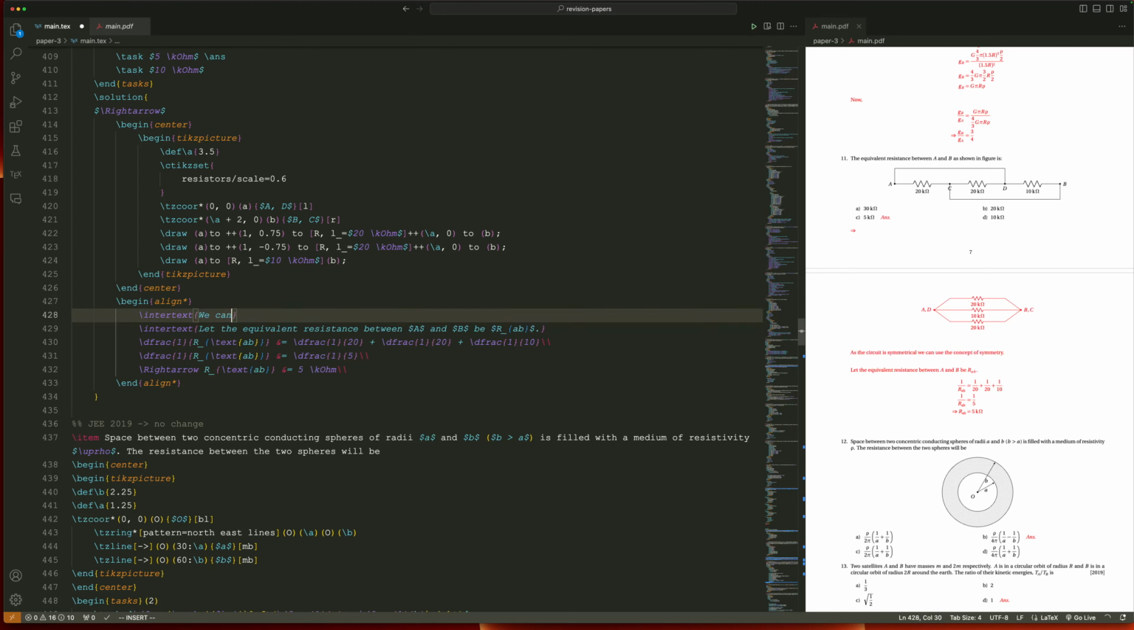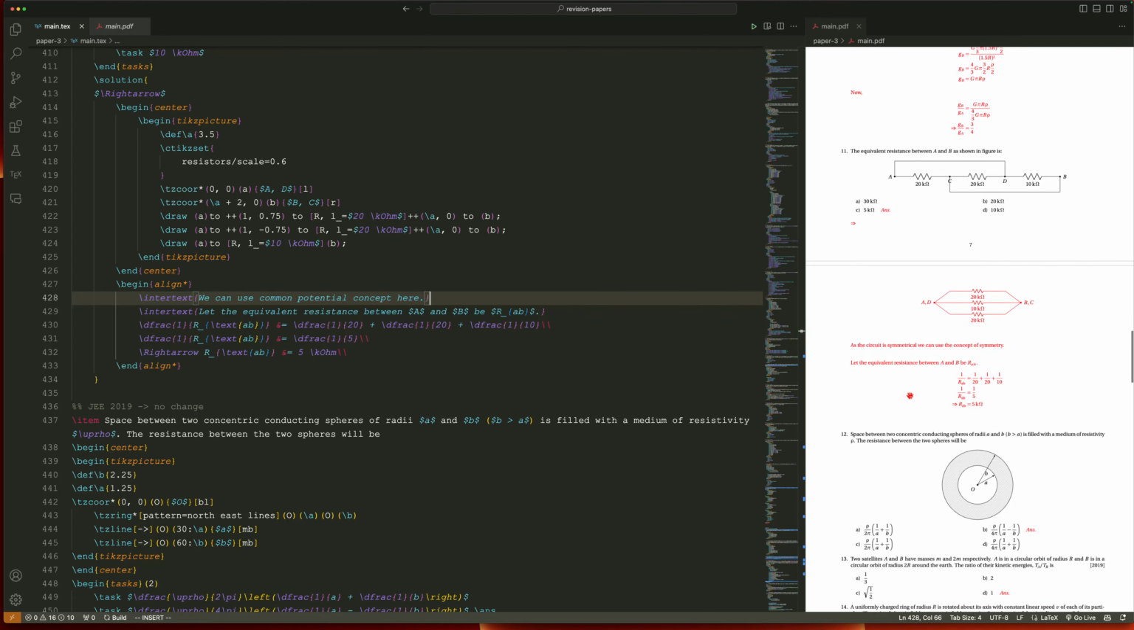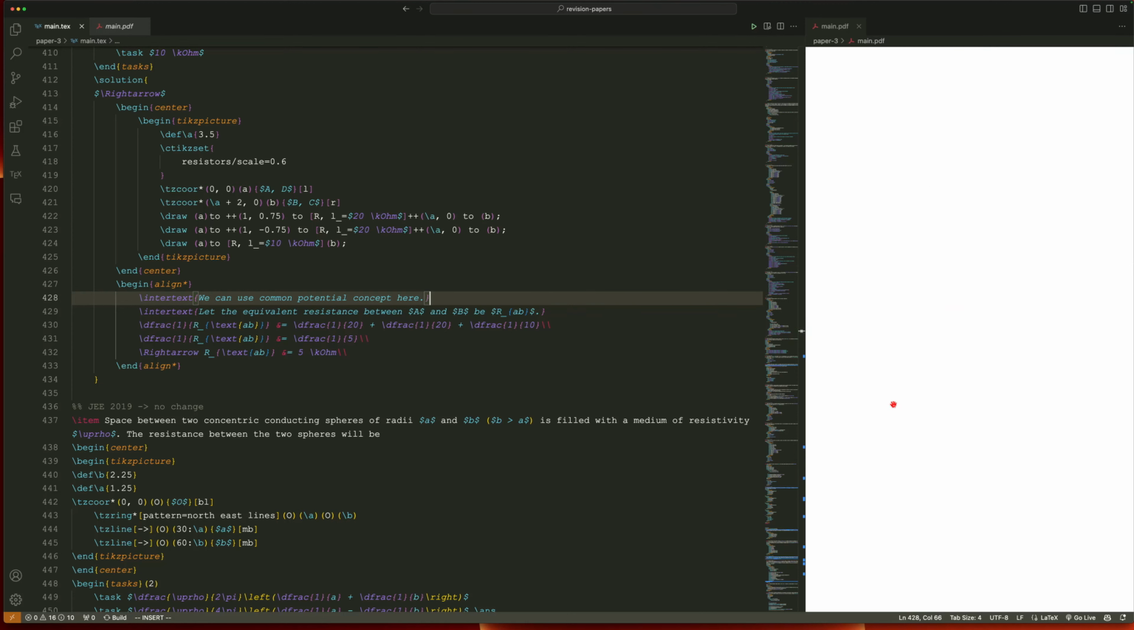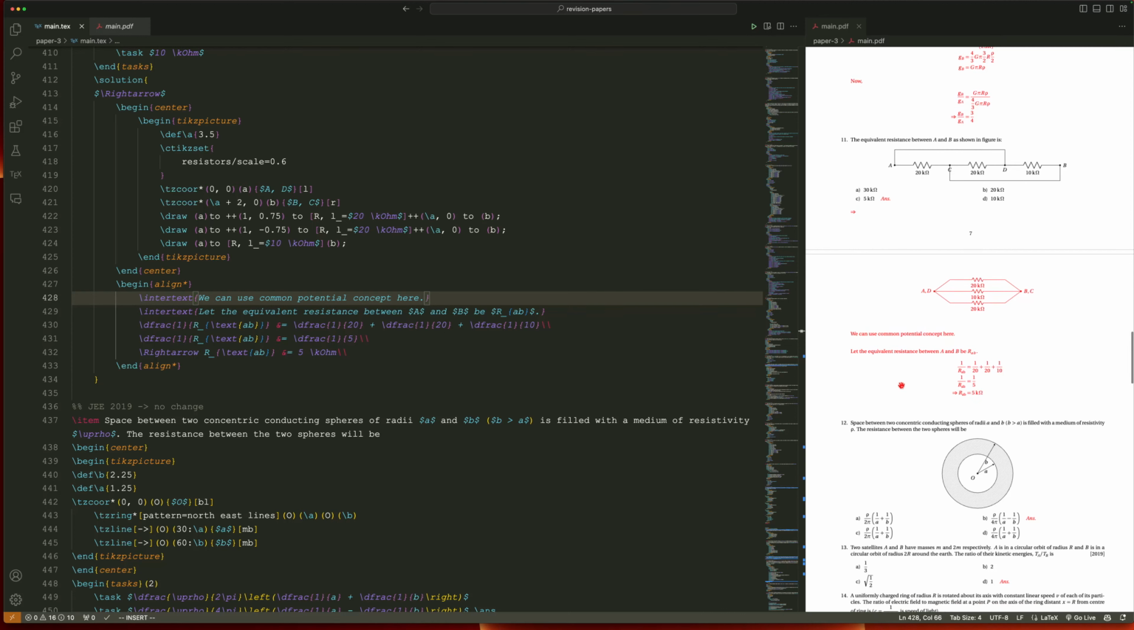We can draw the common potential concept here. So let's run it for R equivalent. Yeah, it's fine for right now. So R equivalent will be 5 kilo ohm.